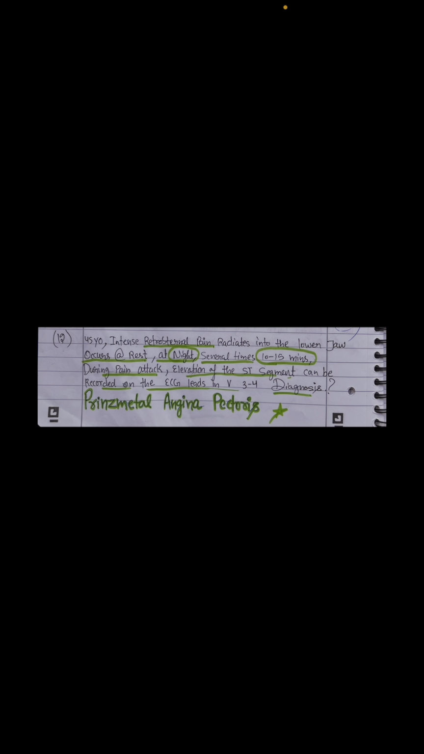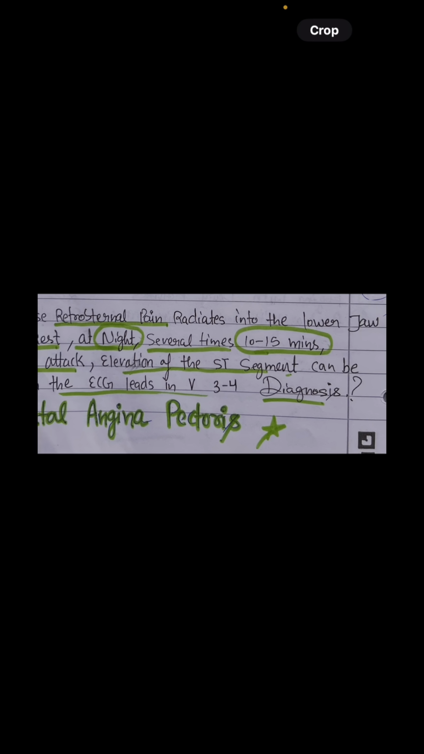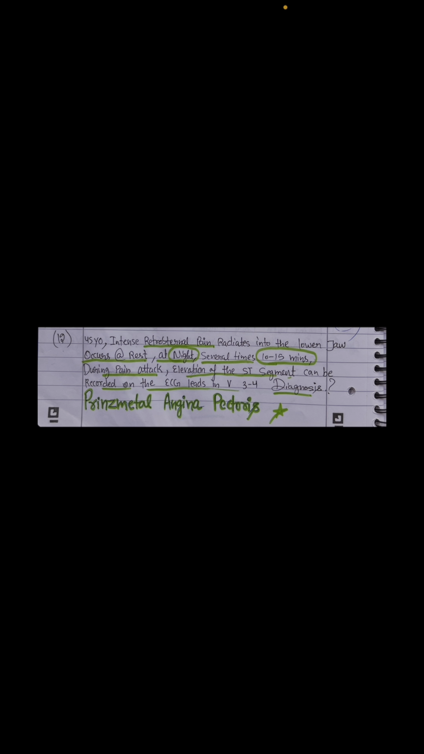The next patient is a patient with angina pectoris. The problem occurs at night several times, for 10 to 15 minutes. During the attack, elevation of the ST segment can be recorded on the ECG in leads 3 and 4. So whenever attacks occur at night several times and for a very short time, like 10 to 15 minutes, it points to this type.